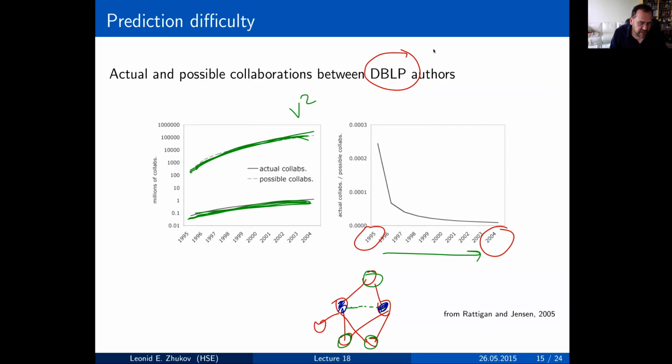Now, looking at this picture, it doesn't look that scary, except this is a logarithmic scale, with millions of collaborators, and this goes from 100 to 1,000, 10,000. The difference between the number of actual collaborations, which are positive examples, and possible collaborations is 3 to 4 orders of magnitude, and that is what makes this problem difficult. In fact, the further you go in time, the bigger this gap is.